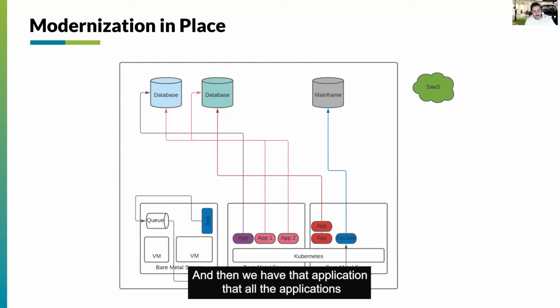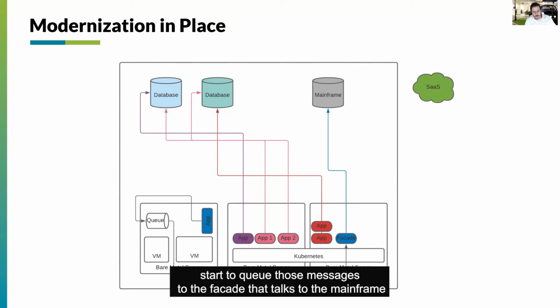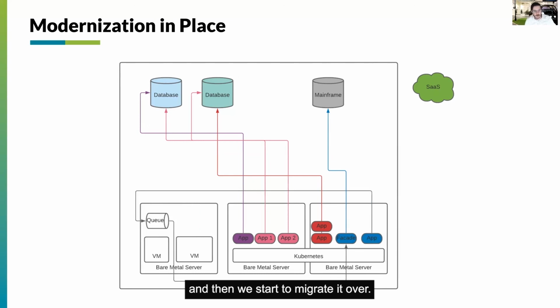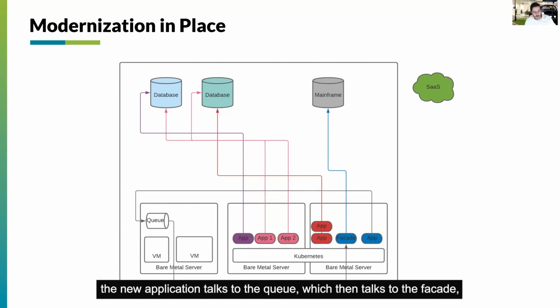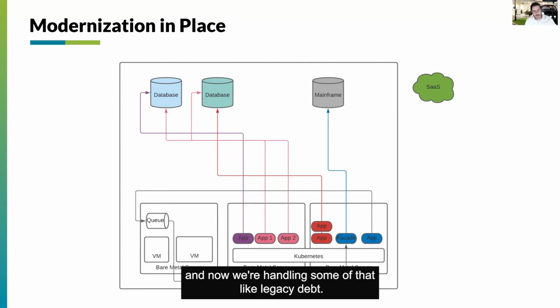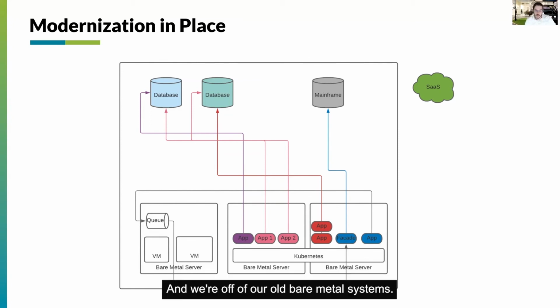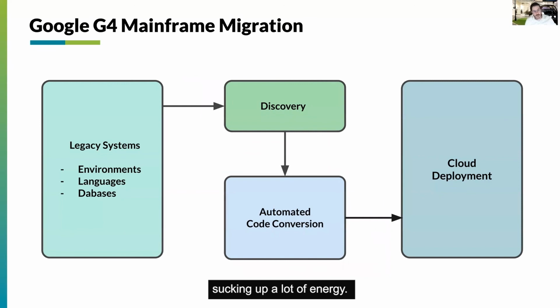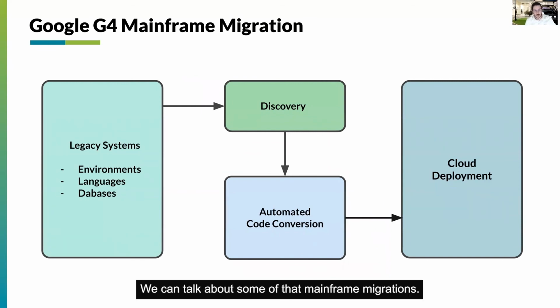And then we have that old application start to queue those messages to the facade that talks to the mainframe, and then we start to migrate it over. So now we have this full path where the new application talks to the queue, which then talks to the facade, and now we're handling some of that legacy debt, and we're off of our old bare metal systems. We could then shift this queue to the cloud if we wanted to, or if we're really feeling bold and that mainframe is sucking up a lot of energy, we can talk about some of that mainframe migration.